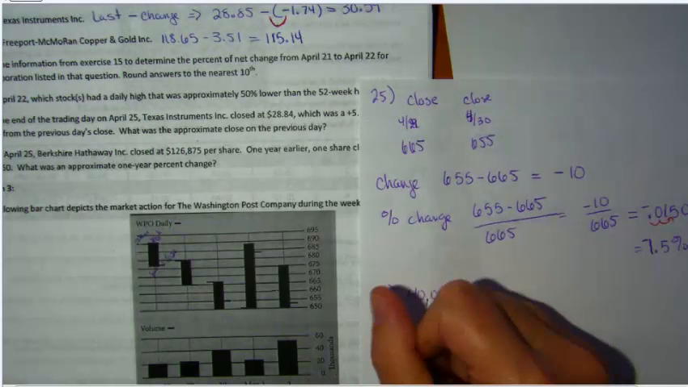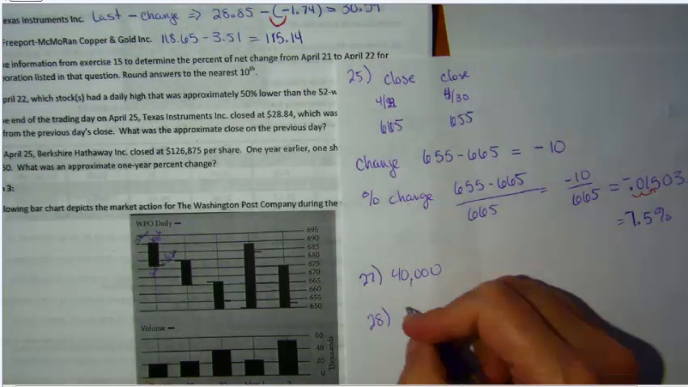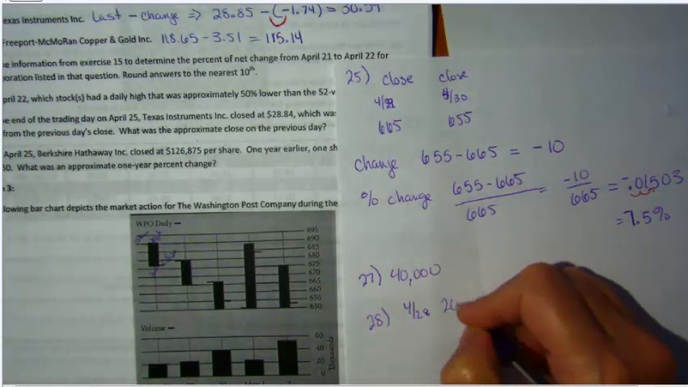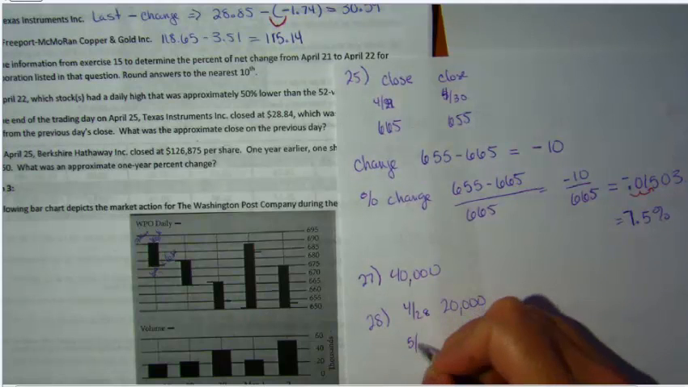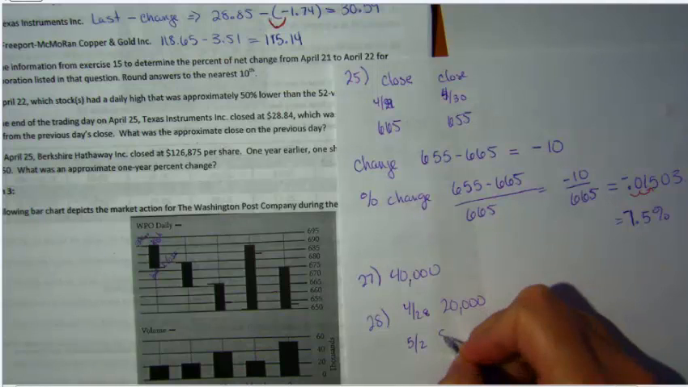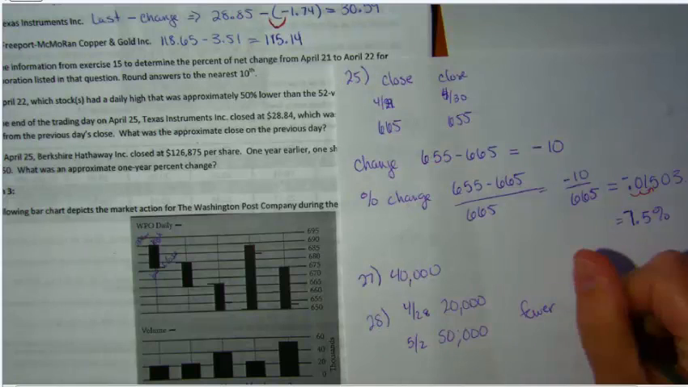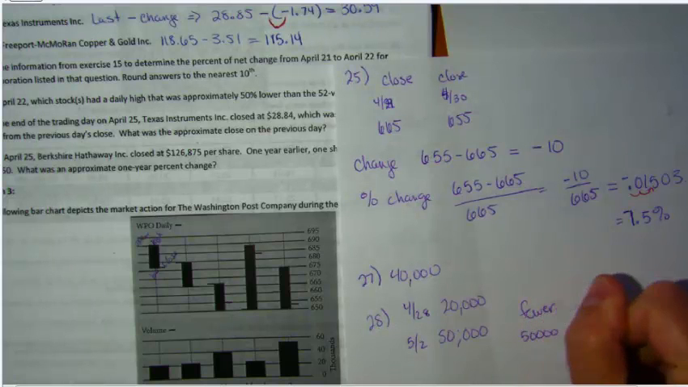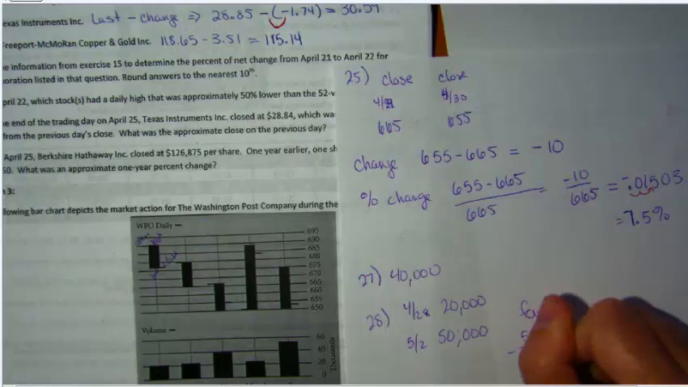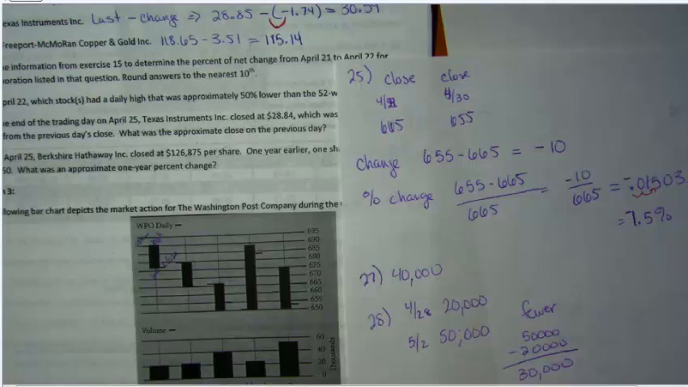Okay, for number 28, it wants to know how many fewer shares were traded on April 28th than on May 2nd. So here's April 28th. Here's May 2nd. 428 is about 20,000. May 2nd is about, what do you think, 50? Okay, 50,000. So fewer. I'm going to do the 50,000 minus the 20,000. So 30,000 fewer shares.